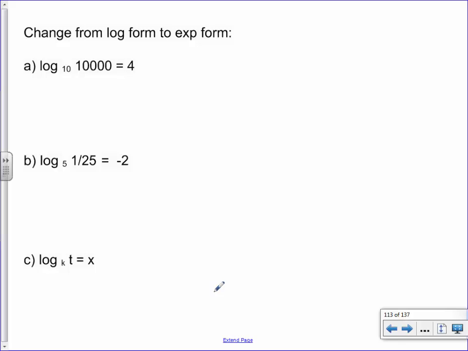Let's try to change these from log form to exponential form. So these are written as logarithms. I'd suggest start with the base. The base is 10. 10 to the power 4 would equal 10,000. Does that seem like a true statement? Sure, shouldn't it? 10 to the 4 should be 10,000. Or the next one, the base is 5. We're going to make it go to the power of negative 2. And that should then equal 1/25.